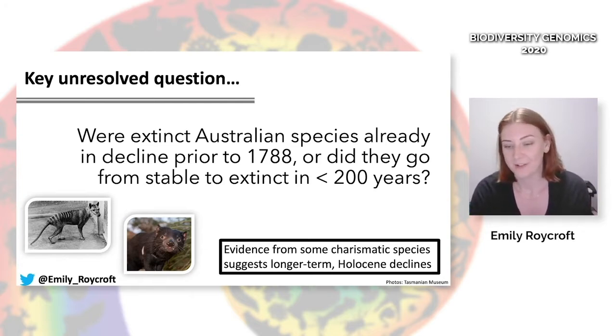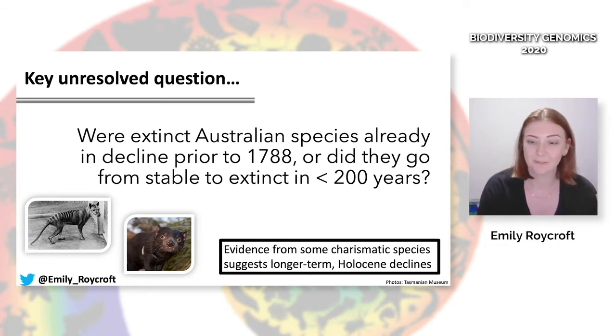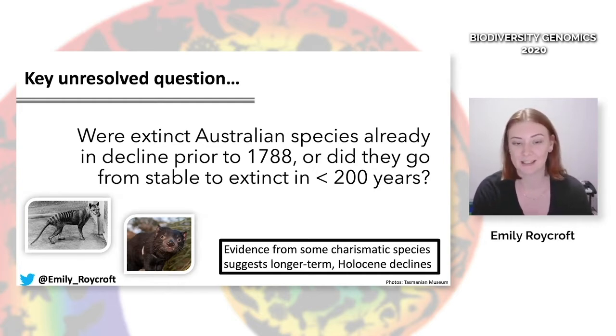And there's some evidence from other charismatic species like the thylacine and the Tasmanian devil that there may have been longer-term Holocene declines that predated that arrival of Europeans into Australia that might have sort of predisposed species to have become rapidly extinct as a result of that.